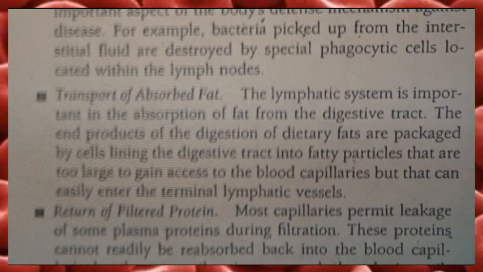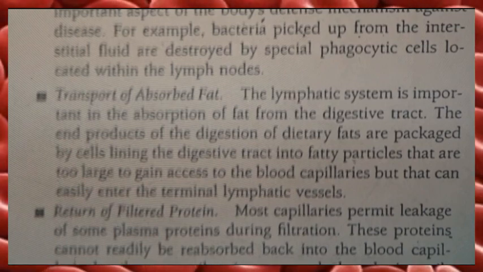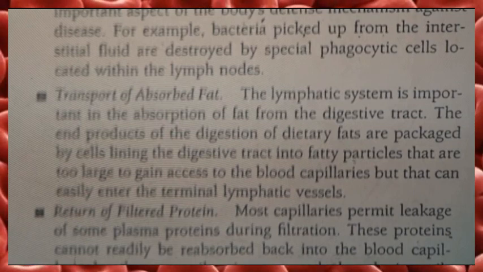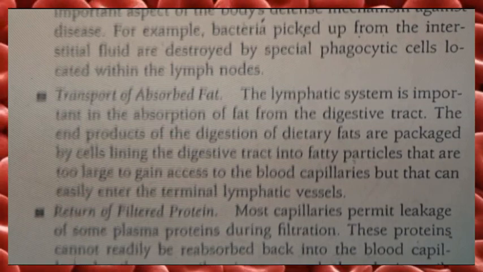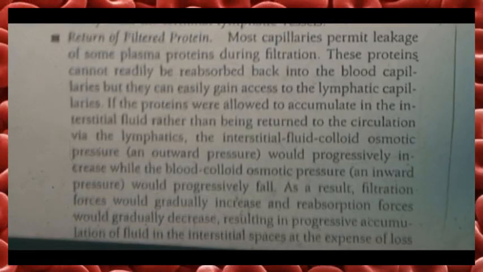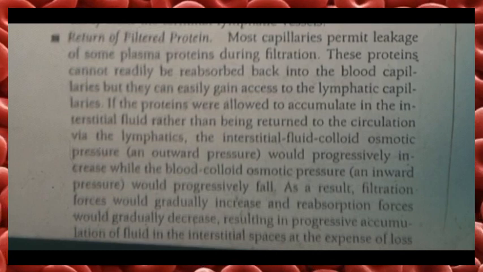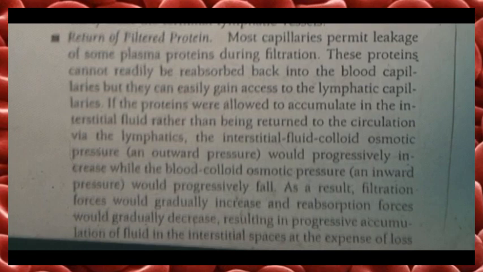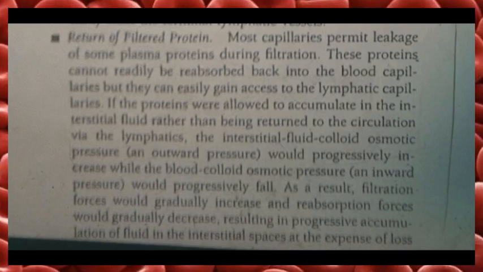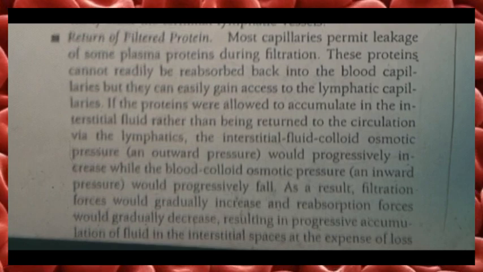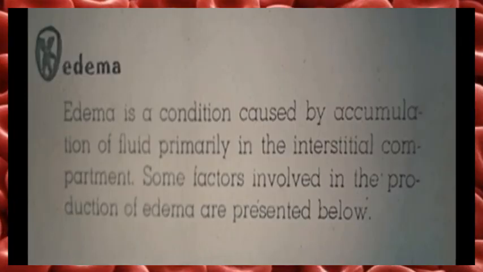Third, transport of absorbed fat. You remember this from the digestive system, and we also indicated it during the discussion of the lymphatic system. And fourth, returning of filtered protein. You remember some proteins remain in the interstitial spaces and pass into the lymphatic system. These proteins return back to the blood.